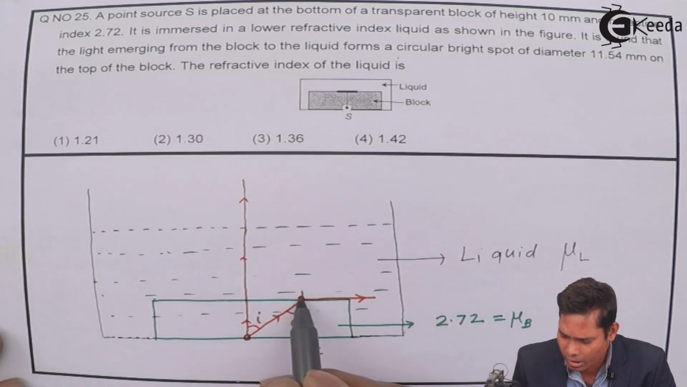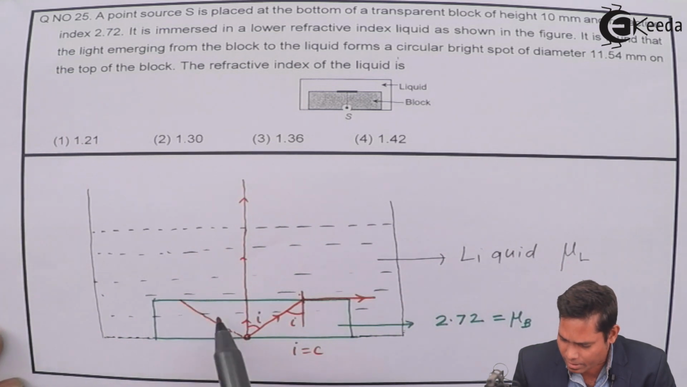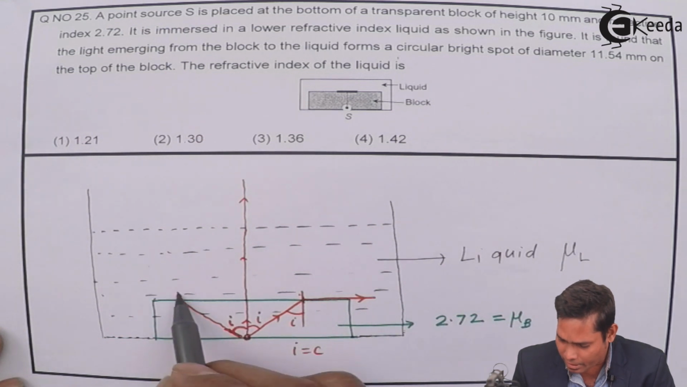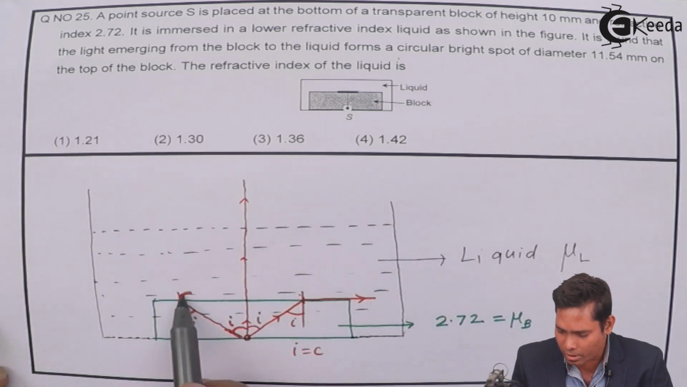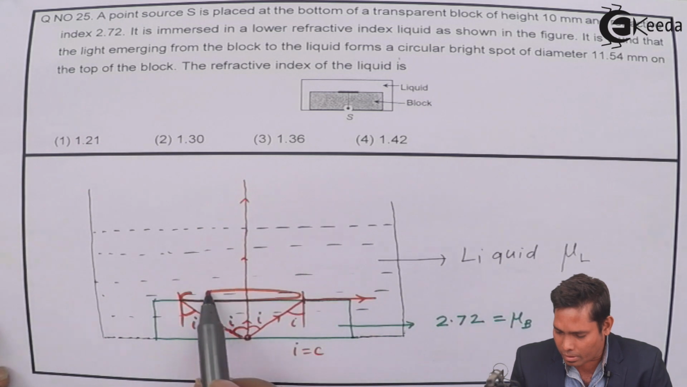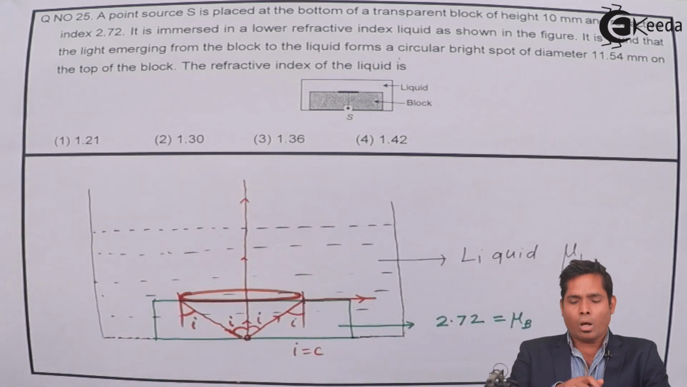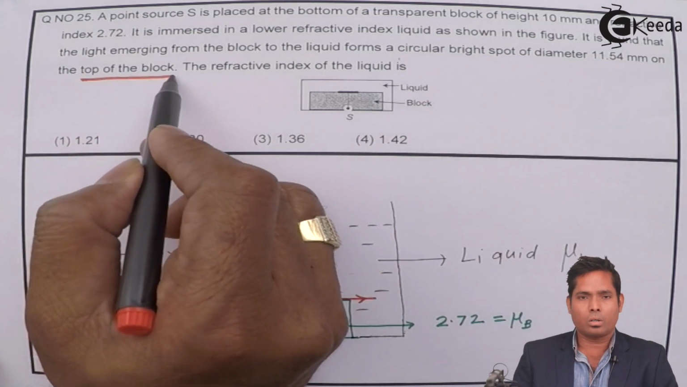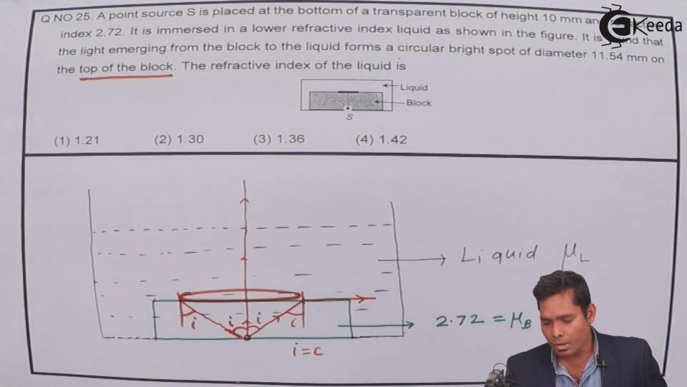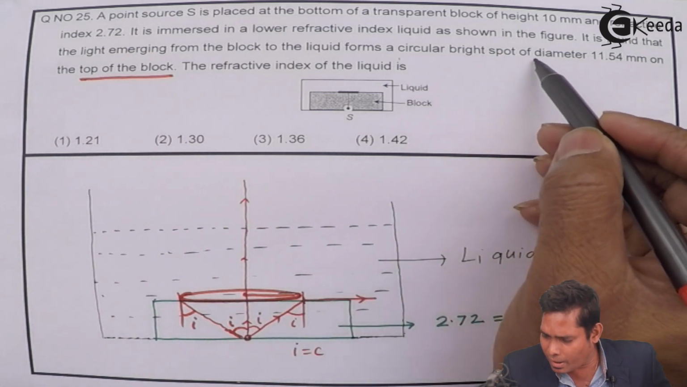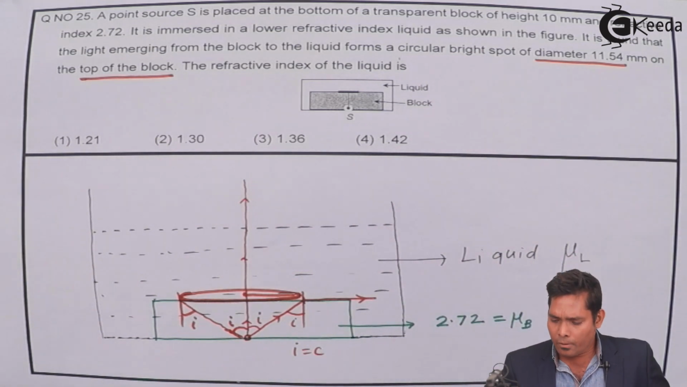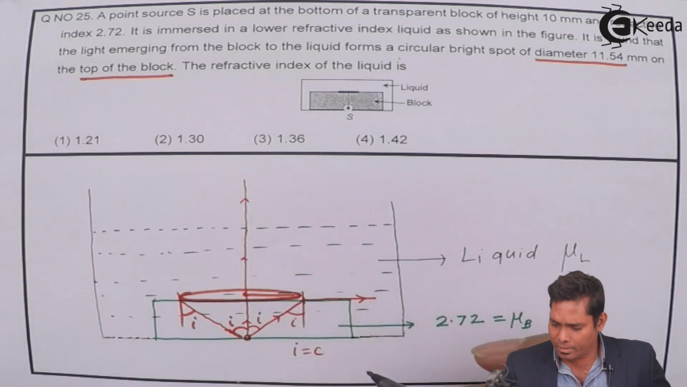So here a circular patch will be formed equally, this angle and that angle will be equal, and this angle also will be the same as I, because it is symmetrical on both sides. And this region is a circular region over the top surface of the block. So this is having a diameter given as the bright spot of diameter 11.54. So I'll consider what is the radius of that.